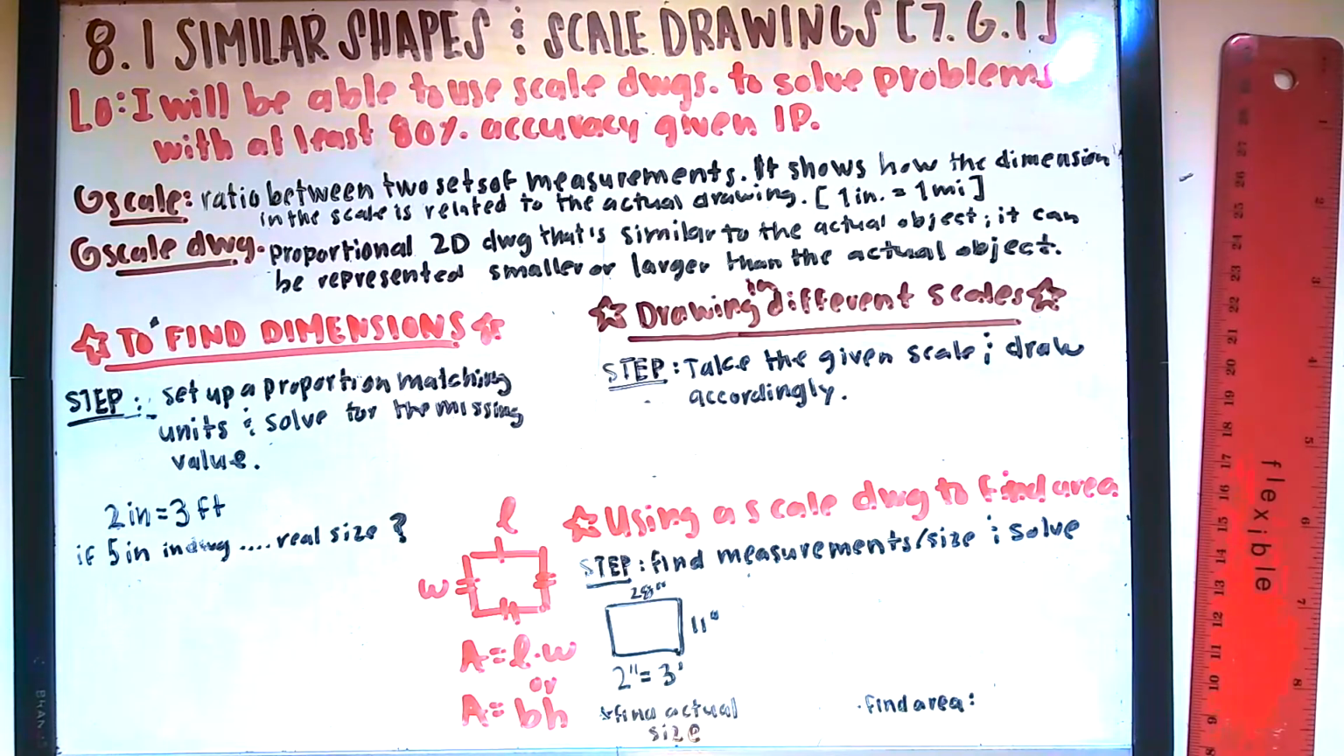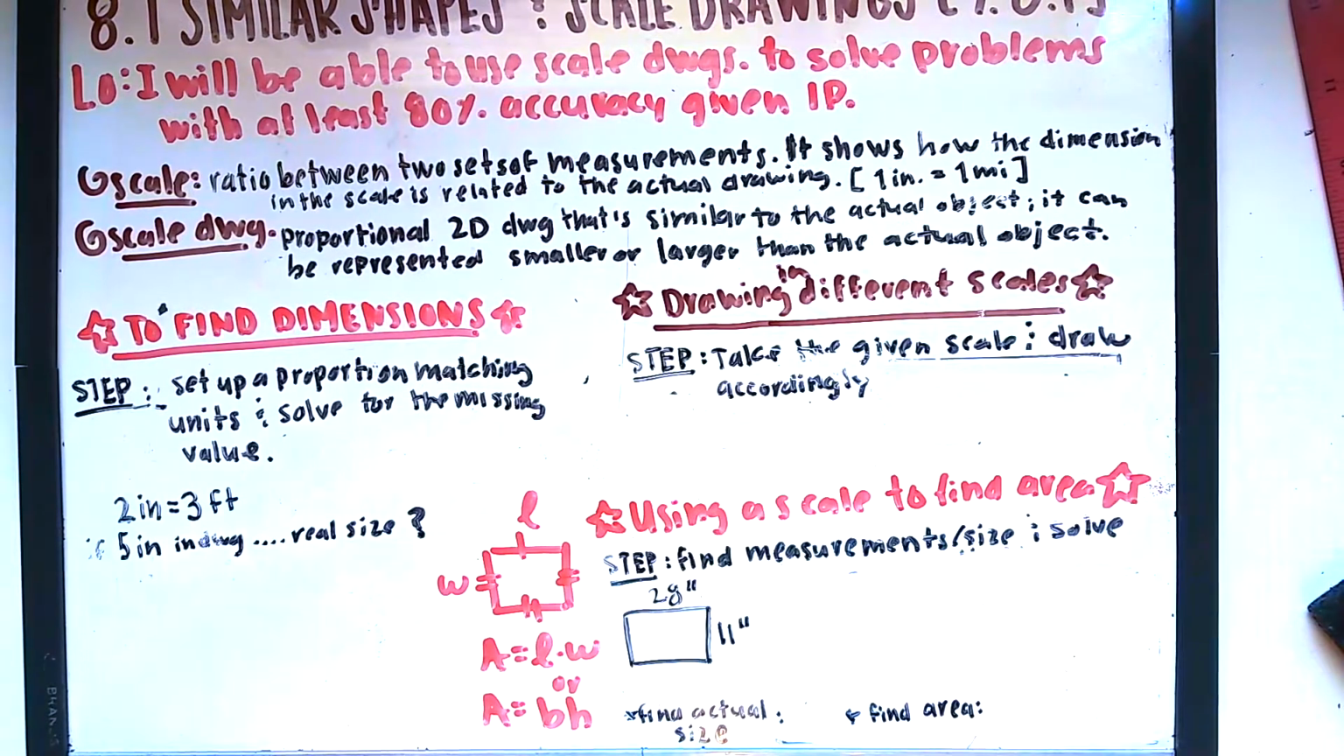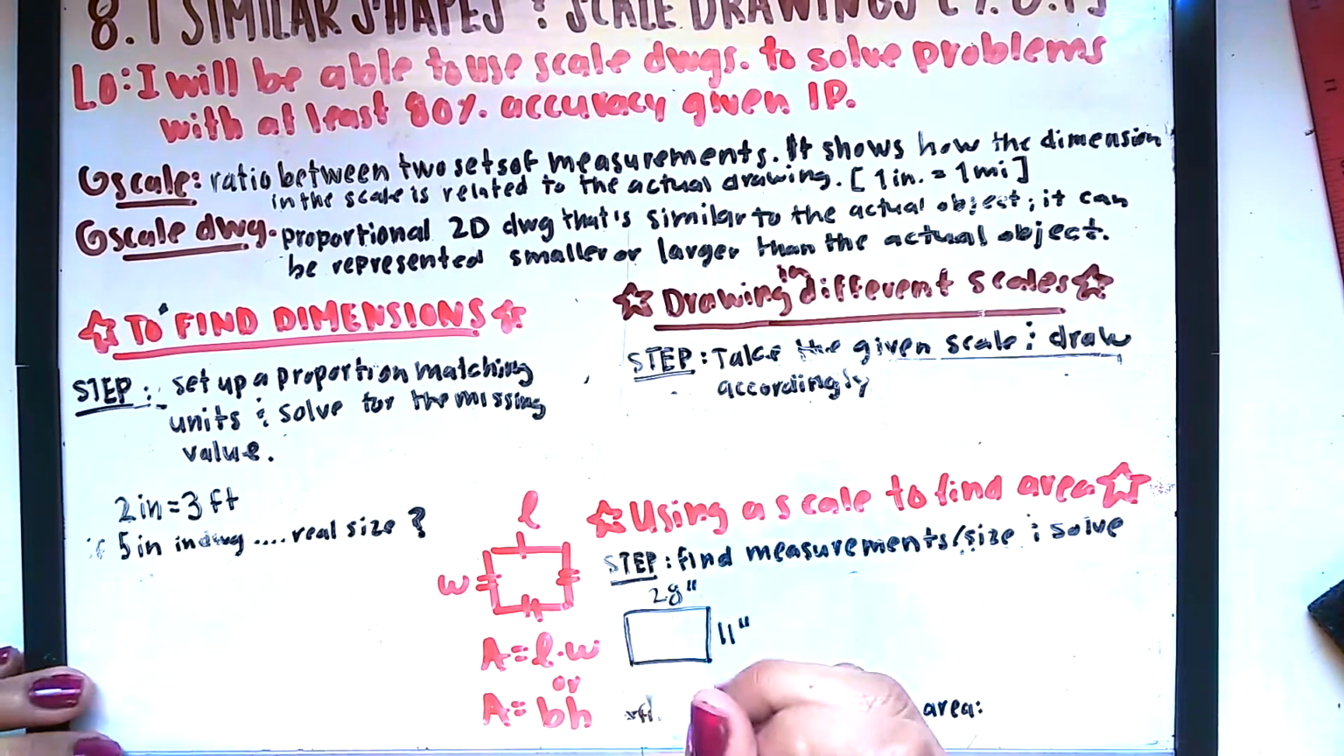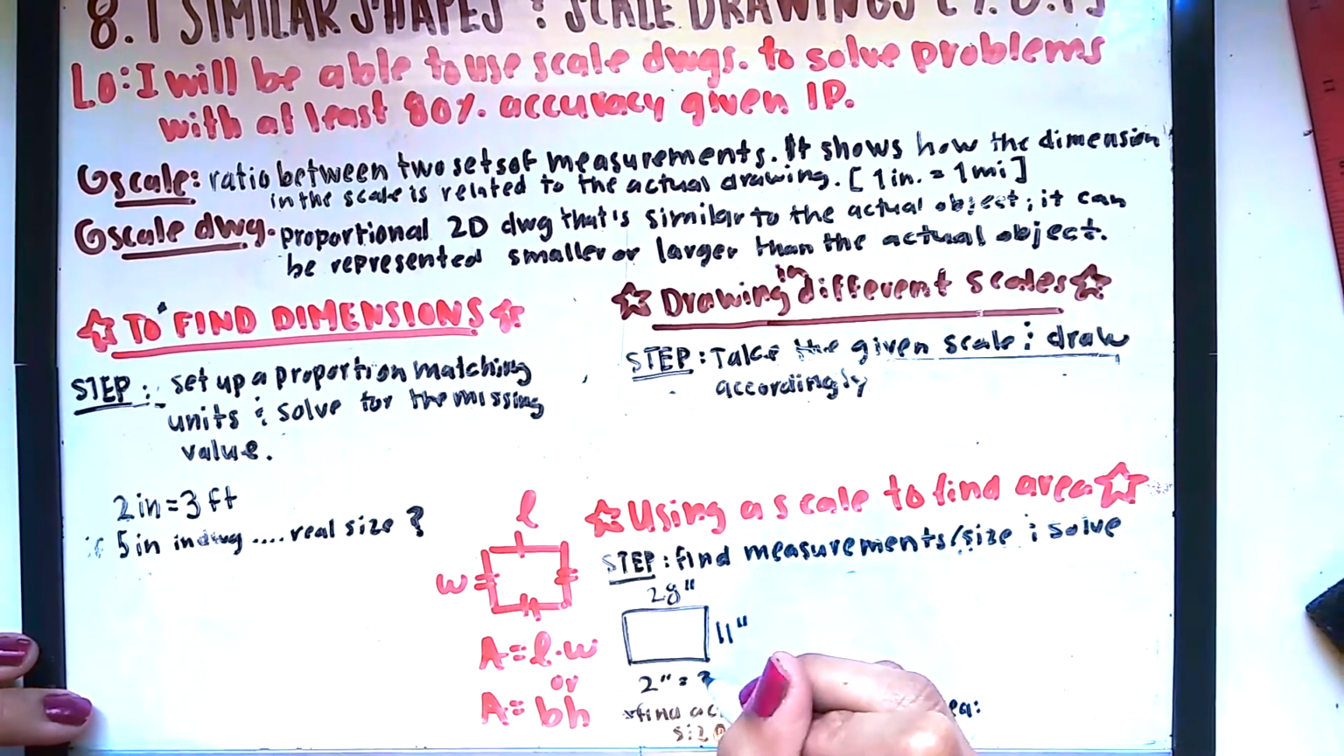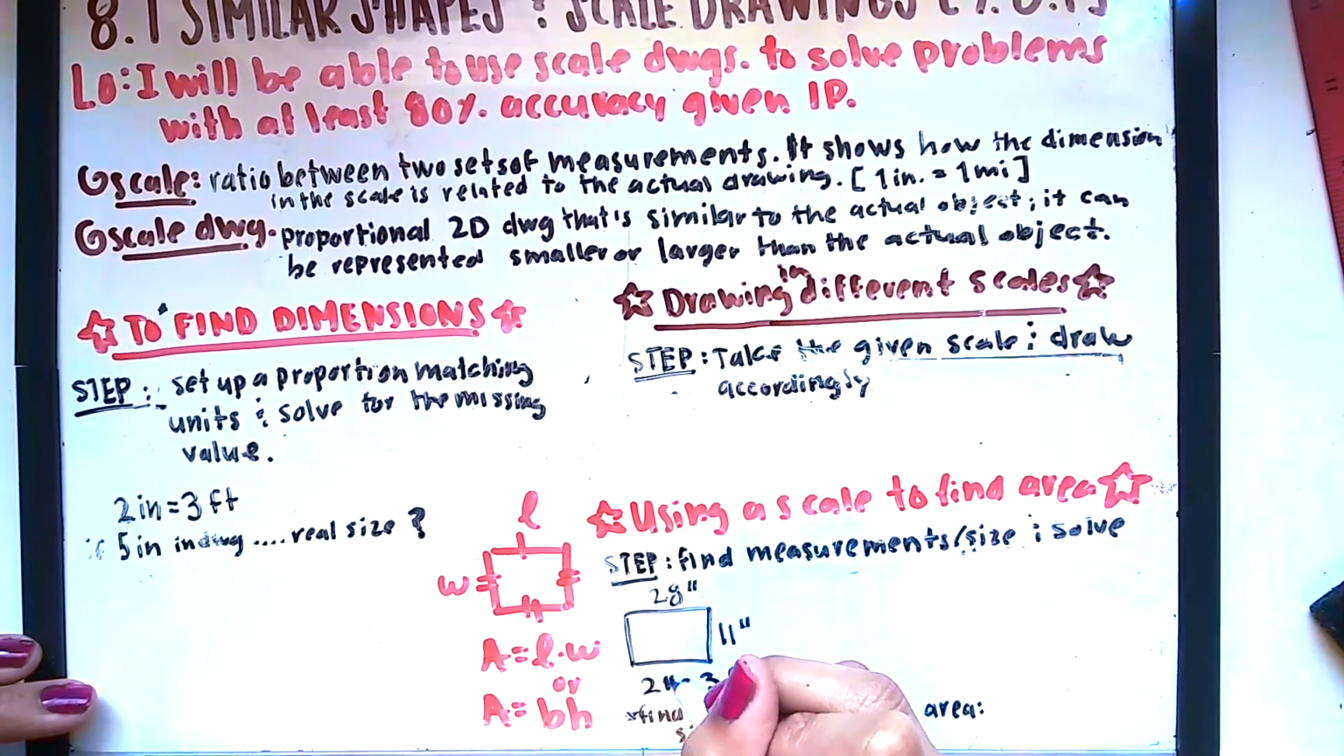Let me go ahead and go to this one, and I'll do this one last. So we're going to use the scale drawing to find area. Before we get anywhere, we have to remember the area, at least of a rectangle, is found by multiplying the length times the width, or the base times the height, which is the same thing. This is a drawing, and I need to figure out the actual size first. And the scale given to me was 2 inches equals 3 feet.